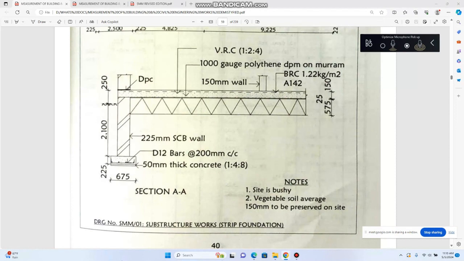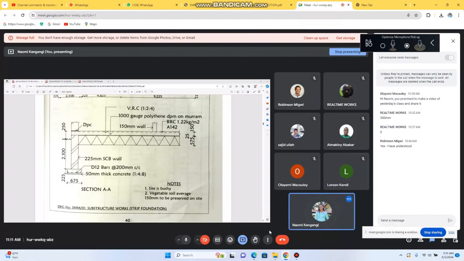In the substructure works, someone is getting noisy. Okay, thank you for muting.